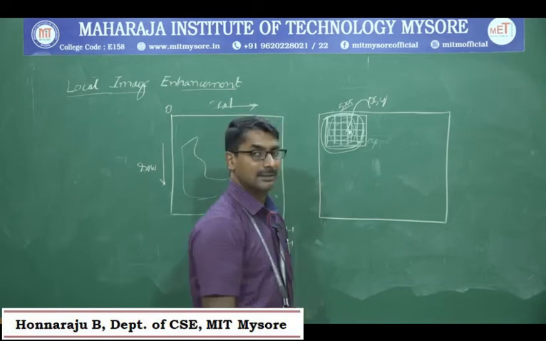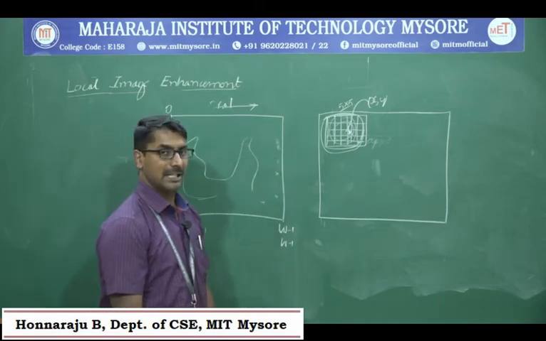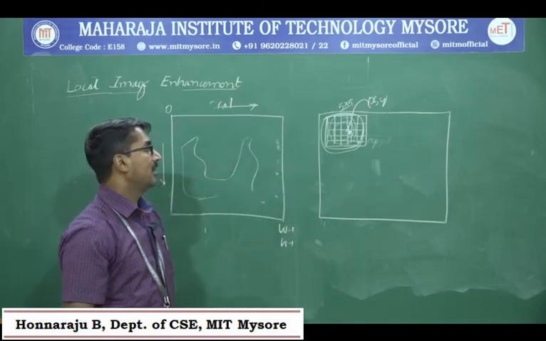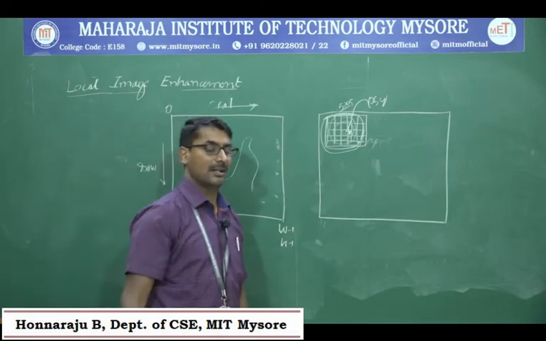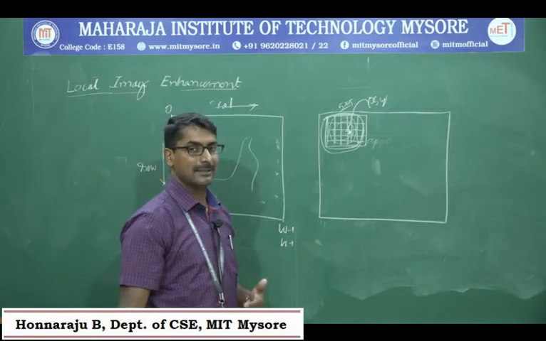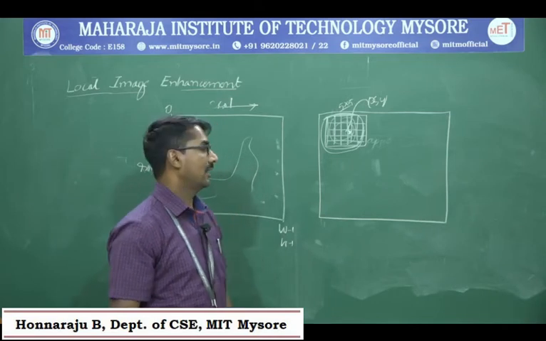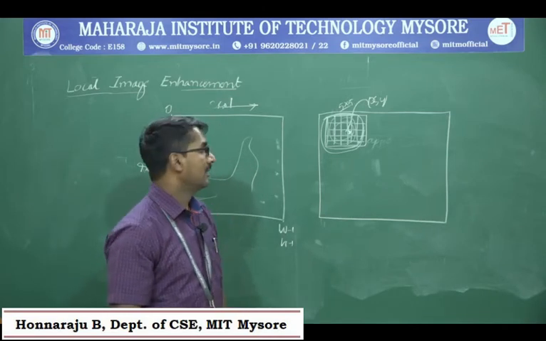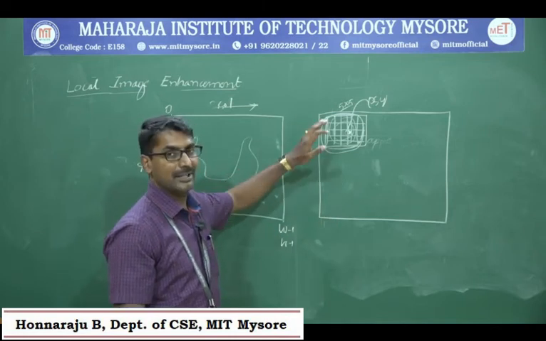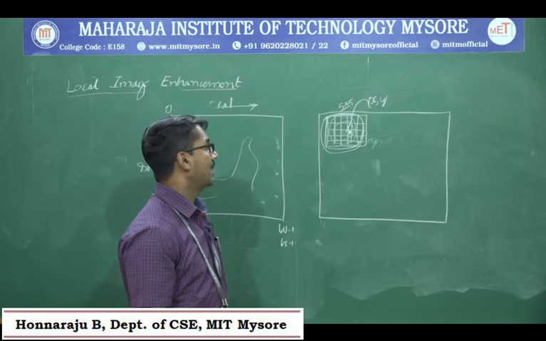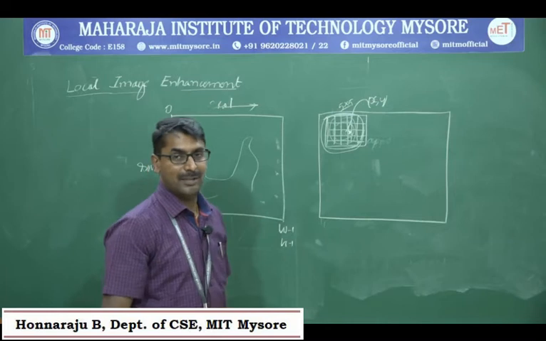So here it considers the contribution of the local neighbors or neighboring pixels. Here we select the neighborhood size, or window size, or mask size, usually an odd size. For example, it may be 3 cross 3, 5 cross 5, 7 cross 7, 9 cross 9 or 11 cross 11. When you do this, the time complexity is high because it takes more time to enhance the image, because one pixel is enhanced by considering the neighboring pixels.